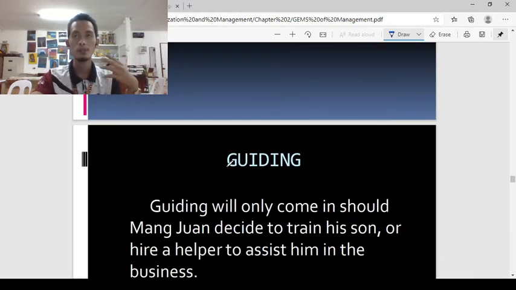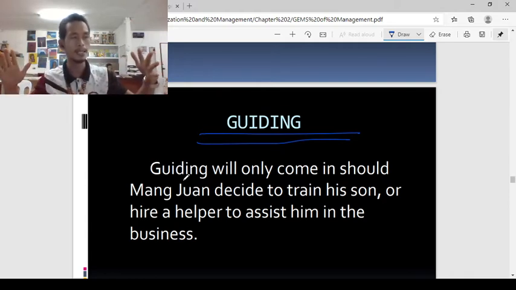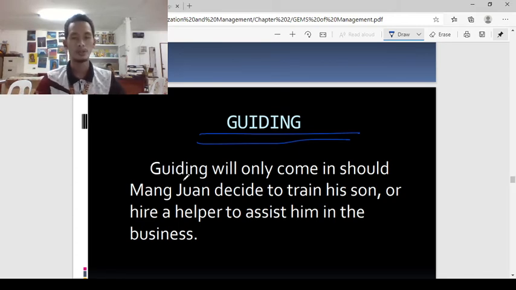Now, after communicating your product to your customers, diba? After advertising, there is a need for guiding. Guiding will only come in should Mang Juan decide to train his son or hire a helper to assist him in the business. Kung sa case ni Mang Juan, kung i-expand iyang business, kinahanglan siya mo-train sa iyang anak or mo-hire siya og helper to assist him in the business.